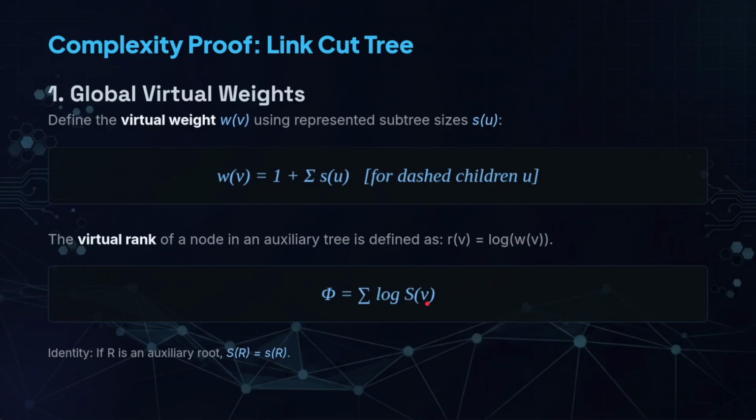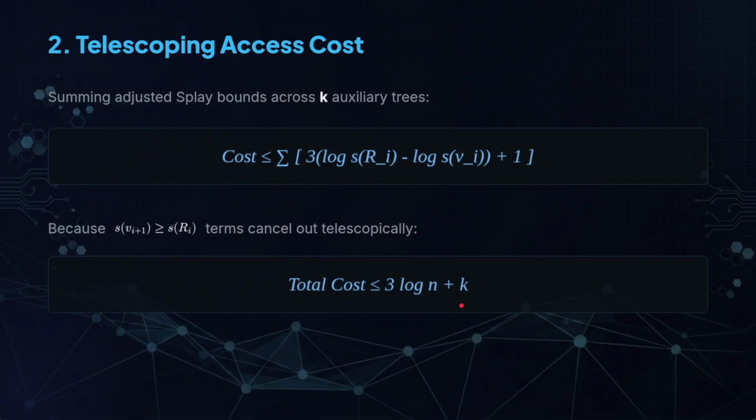For any auxiliary tree and its root R, an identity holds: big S of R equals small s of R. This means that the auxiliary subtree size matches its represented subtree size perfectly, allowing us to seamlessly reuse our Splay tree amortized bounds. We also find that the potential function phi equals the summation of log of big S of V for each node V, just like the Splay tree complexity analysis.